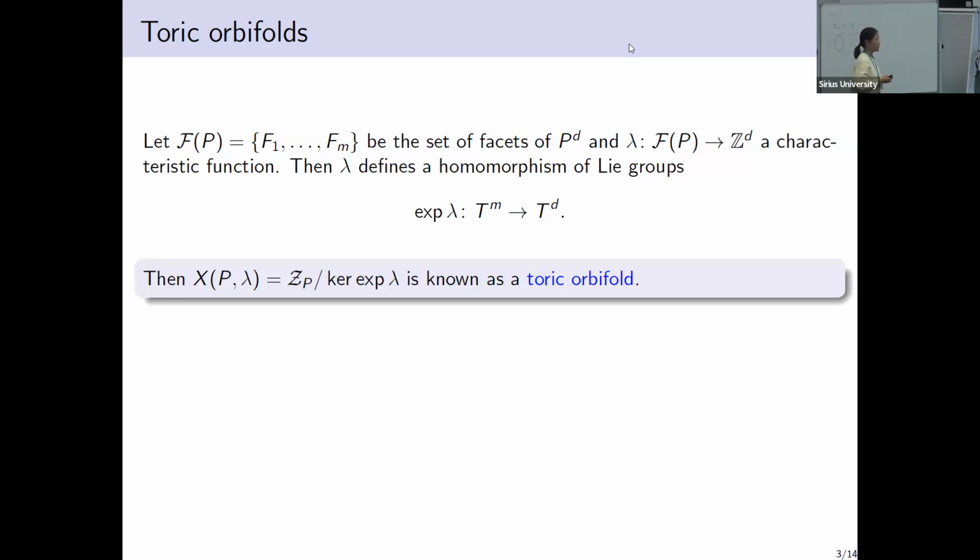In this case, lambda can induce a homomorphism of tori. We denote such homomorphism by exp lambda, which is a homomorphism from T^m to T^d. In that case, we obtain a quotient given by the moment angle manifold under the kernel of this exp lambda. Due to Davis and Januszkiewicz, we call this quotient space a toric orbifold.